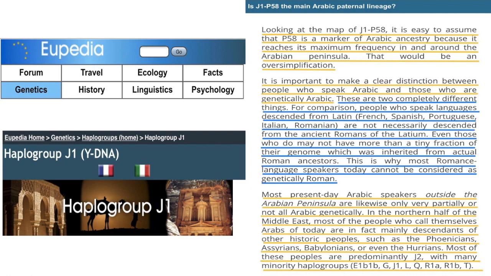For comparison, people who speak languages descended from Latin, French, Spanish, Portuguese, Italian, Romanian are not necessarily descended from the ancient Romans of the Latium. Even those who do may not have more than a tiny fraction of their genome which was inherited from actual Roman ancestors. This is why most Romance language speakers today cannot be considered as genetically Roman. Most present-day Arabic speakers outside of the Arabian Peninsula are likewise only very partially Arabic genetically.